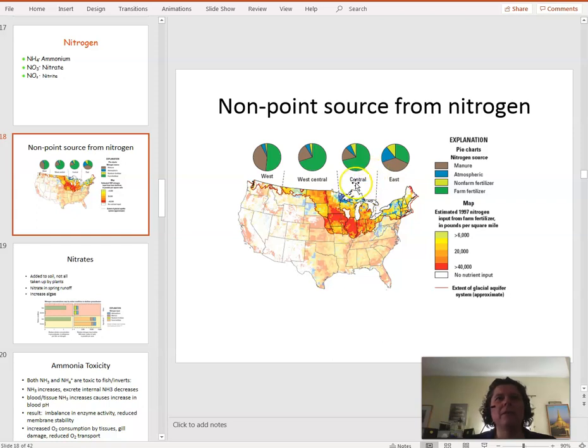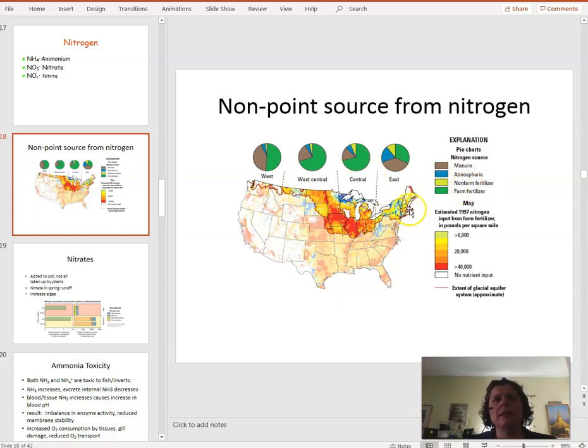And then when we look at it, especially in the central part, which is where we're at here, this green right here represents farm fertilizer. It is the main source of it. We have some manure, a little bit of atmospheric. We'll talk a little bit about that. And the non-farm fertilizer is just a wee bit.